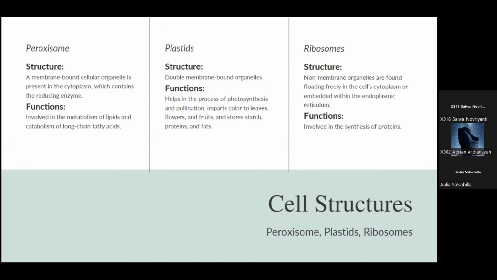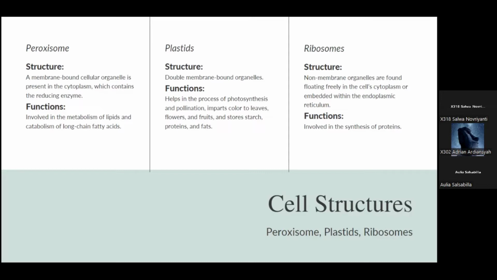Next, we have the plastids. It has a structure of double-membrane-bound organelles. Its function is to help in the process of photosynthesis and pollination, impart color to leaves, flowers, and fruits, and store starch, proteins, and fats.